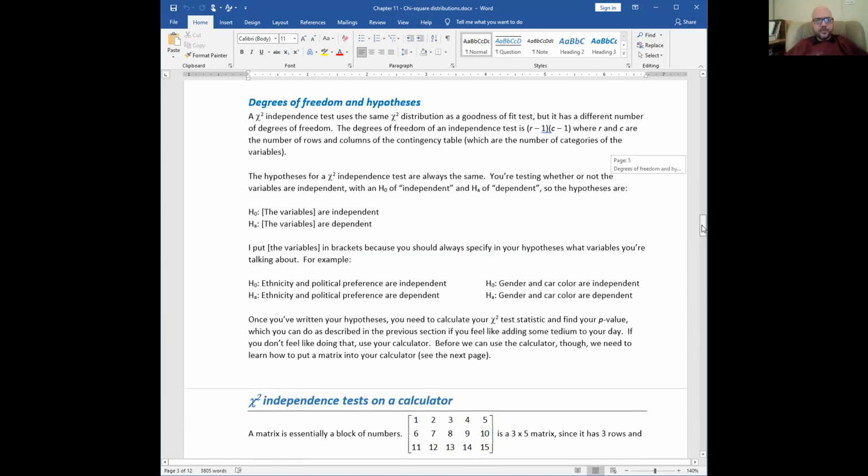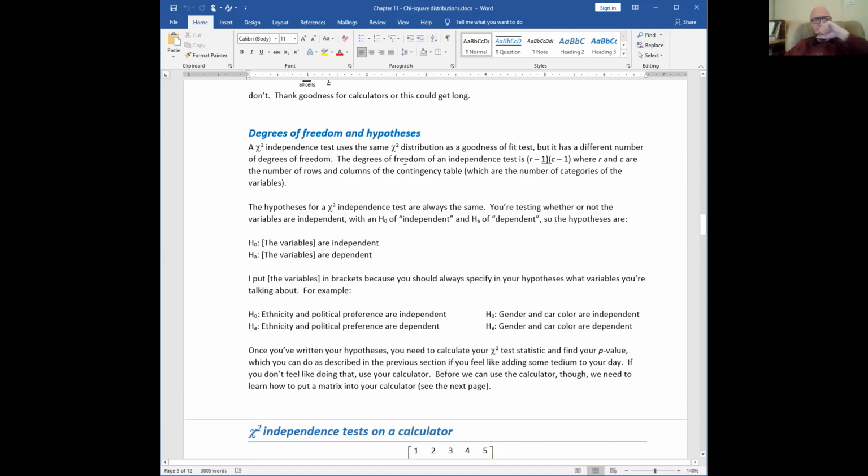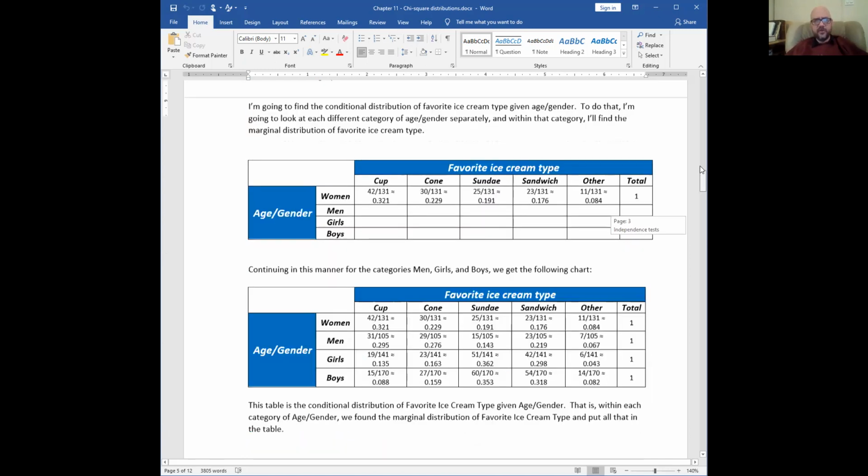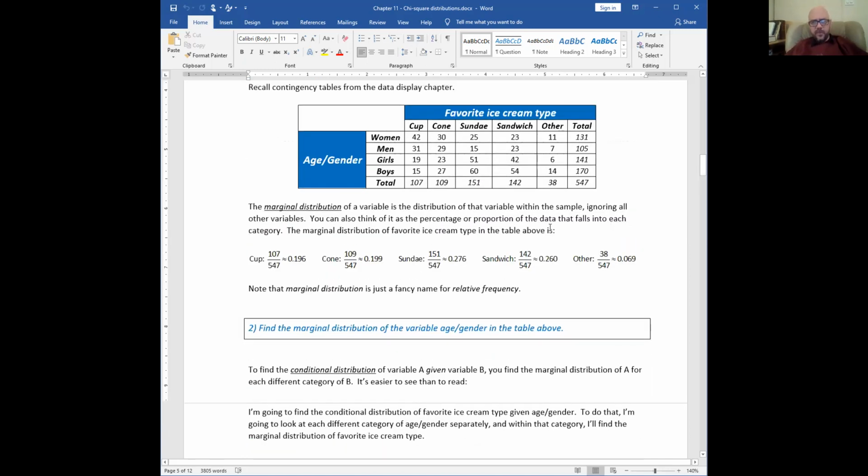So here's the idea. Let me explain the hypotheses, I guess, and the degrees of freedom. Degrees of freedom are slightly different in this case. Now, remember in goodness of fit, it was just categories minus one. Well, we have categories in two different variables. So just as a very, very brief description of what a degree of freedom is: a degree of freedom is essentially one way in which the data can vary. I know that's very vague.